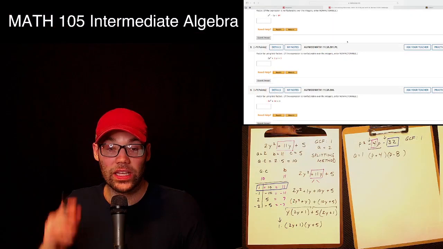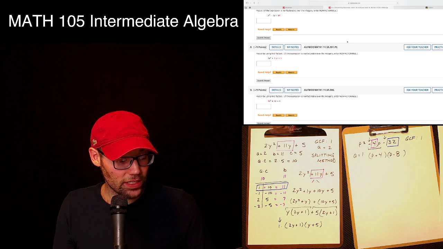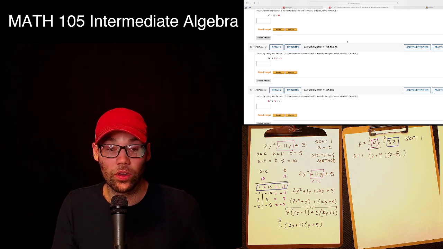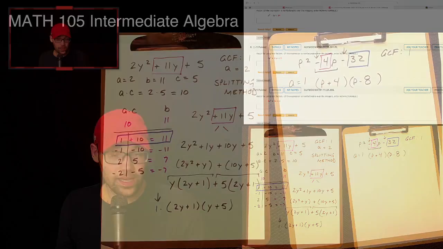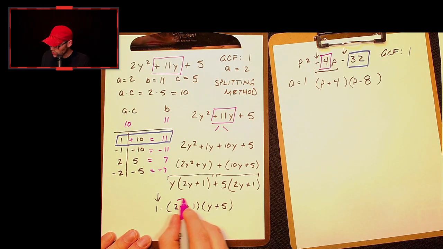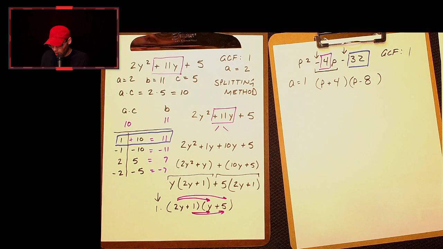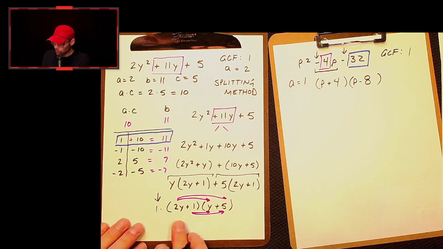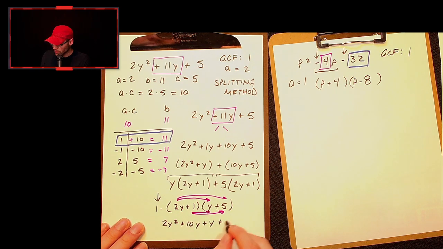Same thing as always. Check your factoring. It does not take much time, and it will save you a lot of points coming up on this exam. So all we need to do now is just FOIL this back across and see, do we get back our original problem? If we do, you know you have the correct factors. So here, 2y times y is going to be 2y squared. 2y times 5 is going to be 10y. 1 times y is a positive y. 1 times 5 is a positive 5.